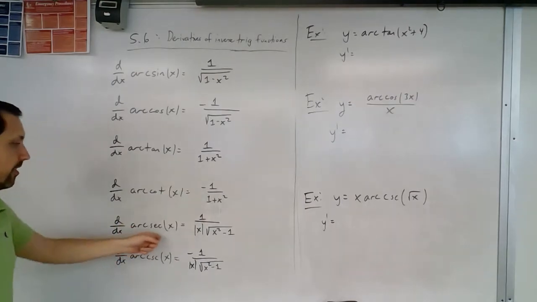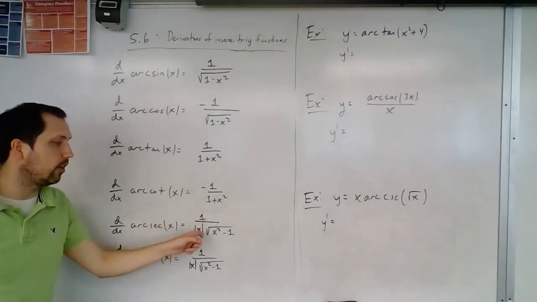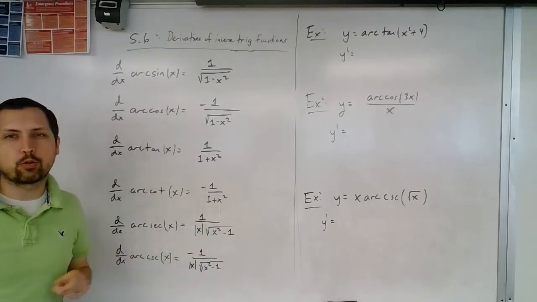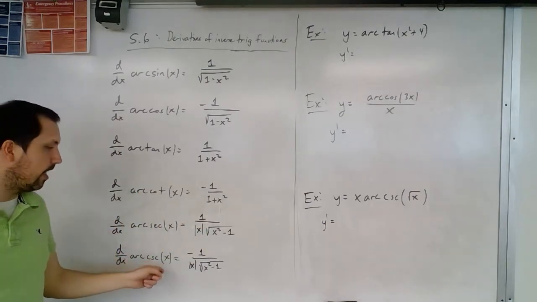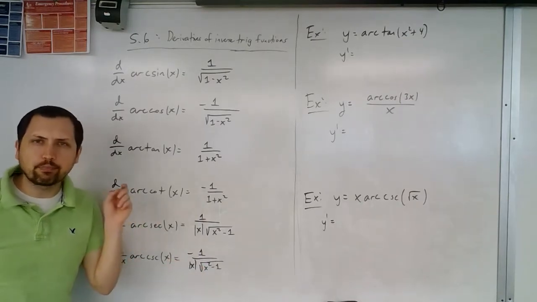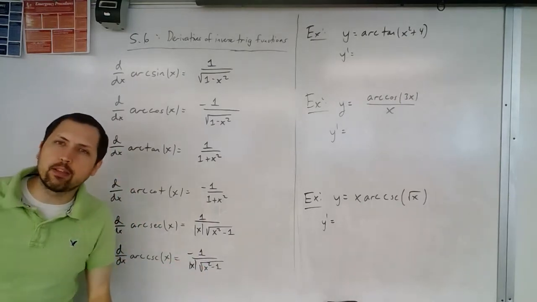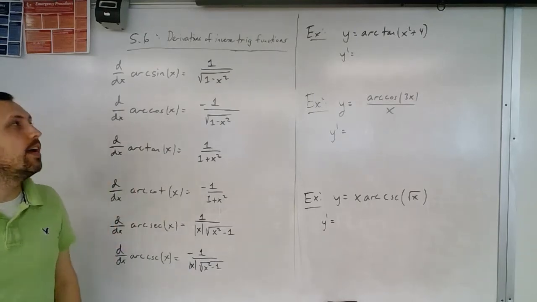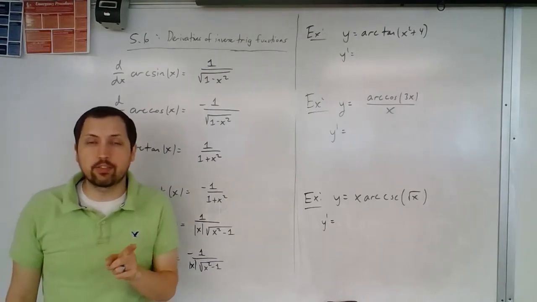The derivative of arc secant is 1 over the absolute value of x times the square root of x squared minus 1, and arc cosecant of x is negative 1 over the absolute value of x, square root of x squared minus 1. Okay, so you can just look this up in the textbooks and see what these are. But I want to point out a few things for these, right?